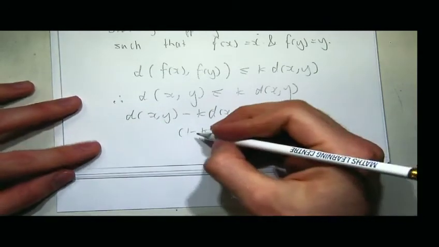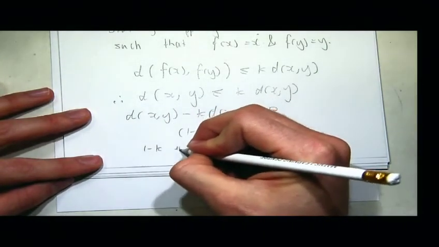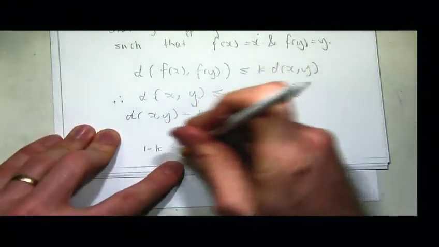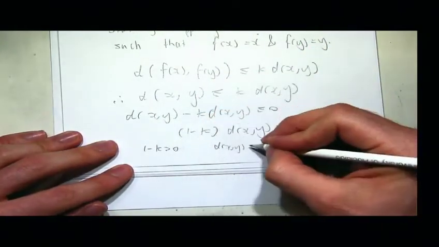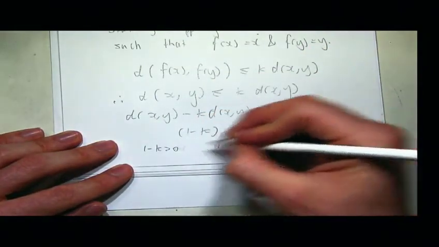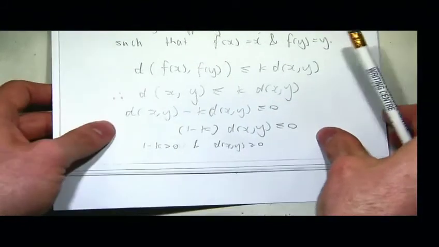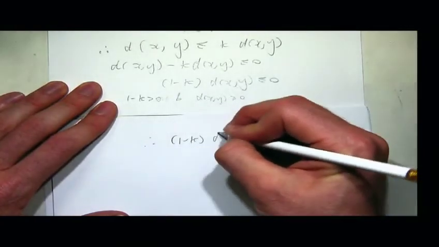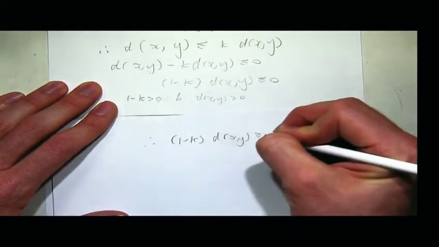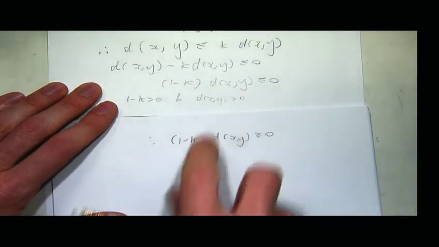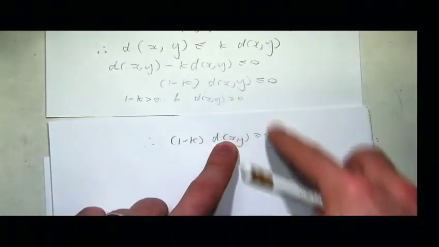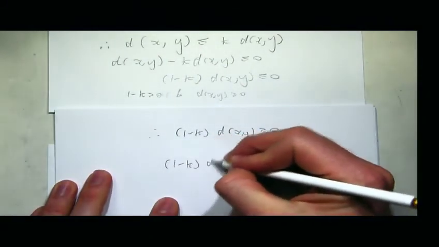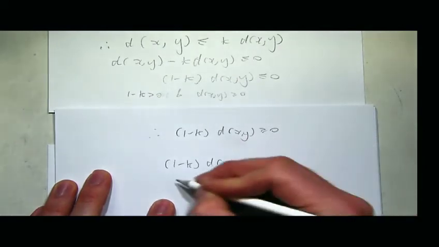So 1 minus k is positive because k is less than 1, so 1 minus k is strictly greater than 0, and dxy is greater than or equal to 0. So therefore 1 minus k times dxy has to be greater than or equal to 0 as well, because this is positive and that's positive. So the only way that this can be less than or equal to 0 and greater than or equal to 0 is if it's equal to 0. Yes! 1 minus k times dxy equals 0.